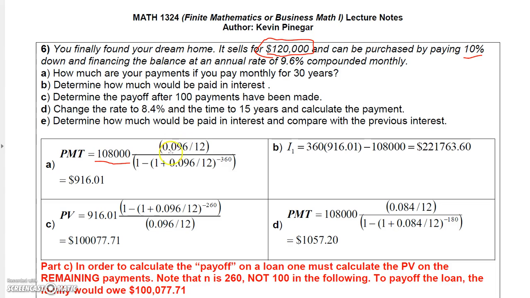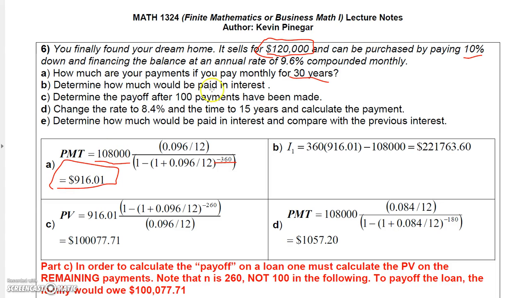And then I would use 0.096, that's the annual rate, divided by 12 because we have monthly compounding. And then in the denominator I have 1 minus 1 plus i to the negative n. Now n is 360 because it's 30 years, 12 times a year. So that's 360. Plug this in the calculator and you get 916.01. So that's your monthly payment.